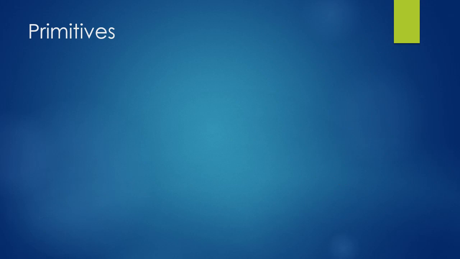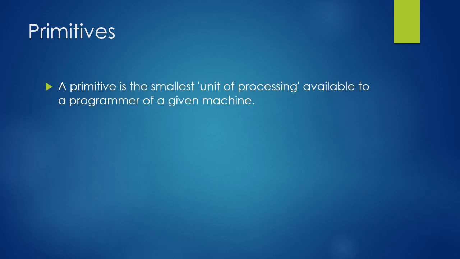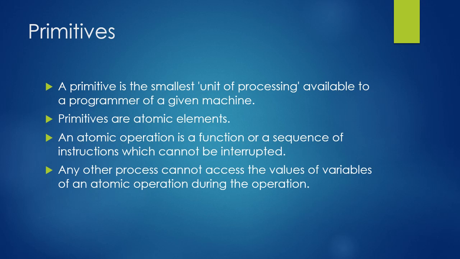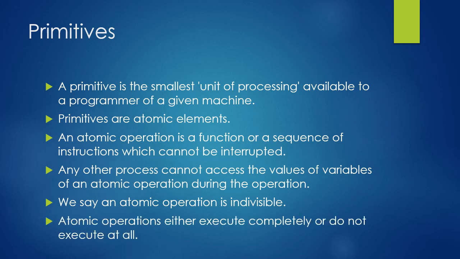I have used a word here that I have not explained so far, and the word is primitive. A primitive is the smallest unit of processing available to a programmer of a given machine. Primitives are atomic elements. An atomic operation is a function or a sequence of instructions which cannot be interrupted. Any other process cannot access the values of variables of an atomic operation during the operation. We say an atomic operation is indivisible. When an atomic operation starts, it cannot be interrupted, so it always goes to completion. Atomic operations either execute completely or do not execute at all, but they cannot be partially executed.